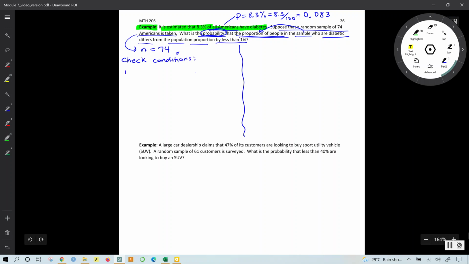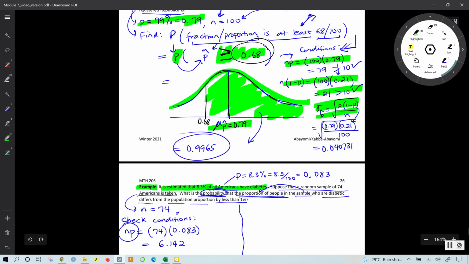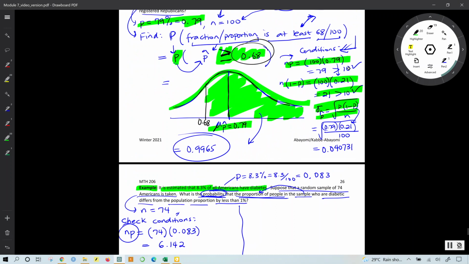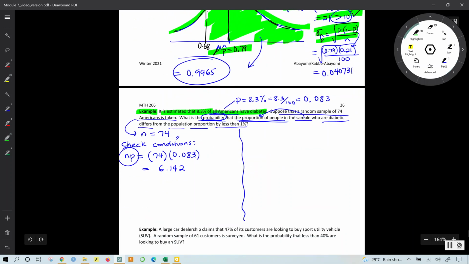Step 1 will be to multiply n by p. That will be 74 multiplied by 0.083, which is equal to 6.142. You might observe that n times p in this case, unlike in the previous example where n times p was greater than 10 and n times 1 minus p was greater than 10, is not greater than 10. It is lesser than 10. What this means is that the sampling proportion does not have the normal distribution.